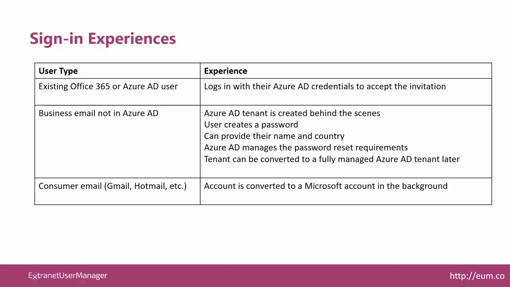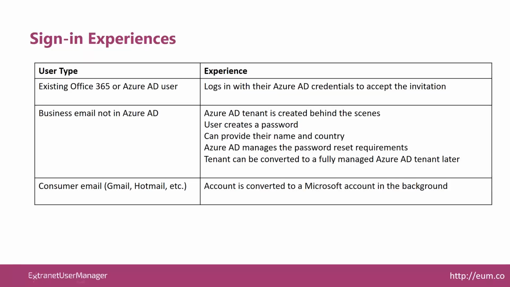So when they accept that invitation, there's a couple different experiences. So I mentioned earlier on when we're looking at the out of the box, depending on what type of email you invite somebody in from, they're going to have a slightly different experience through there. Now they have to be either an Office 365, Azure AD, or a Microsoft account. Those are really the only options coming in. So let's say they are an Office 365 user. This is actually the best scenario.